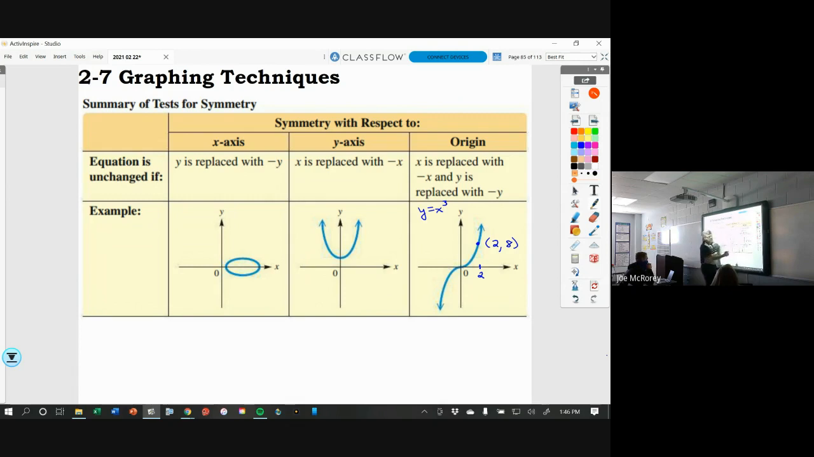What if I came over here to negative 2? What is that coordinate? Negative 8. Negative 2, negative 8. So you can clearly see that the point x, y is on that graph, and the point negative x, negative y is also on that graph. If that is true, that makes it symmetric about the origin. Okay? Any questions on this? Okay.